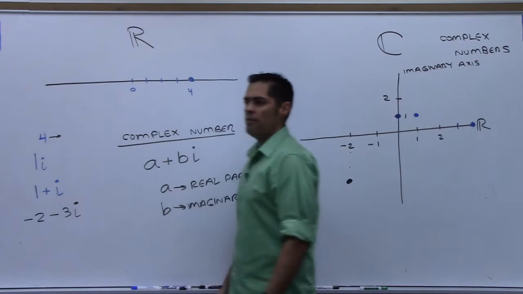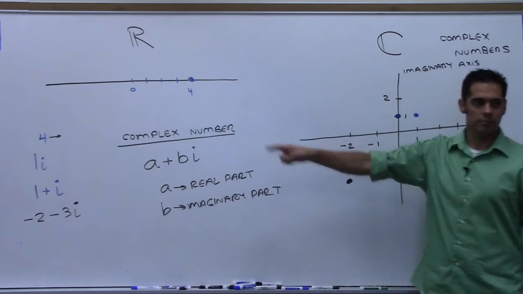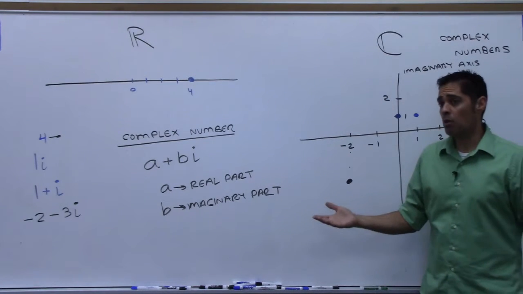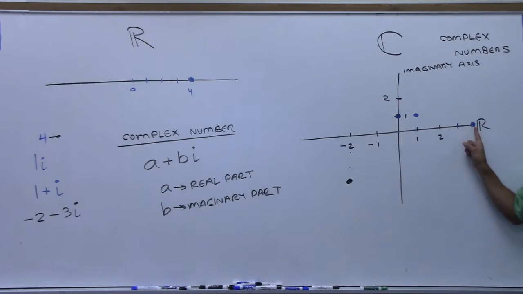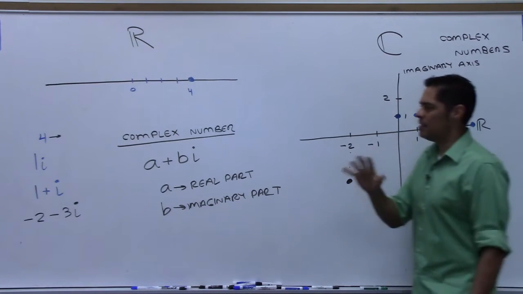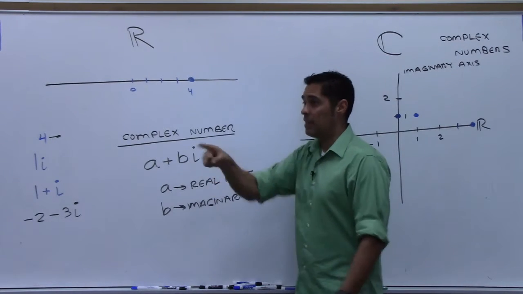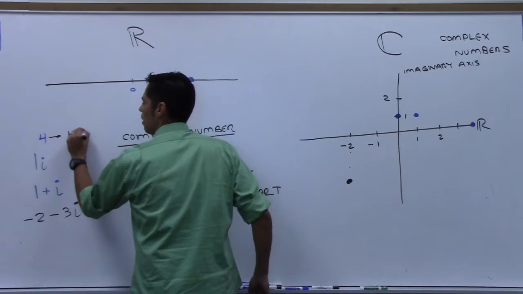What's the real part of 4? So 4? What's the imaginary part of 4? So does this number have an imaginary part to it? No. It does and doesn't. I guess it'd be 0i. That's right, exactly. This is 4 plus 0i.